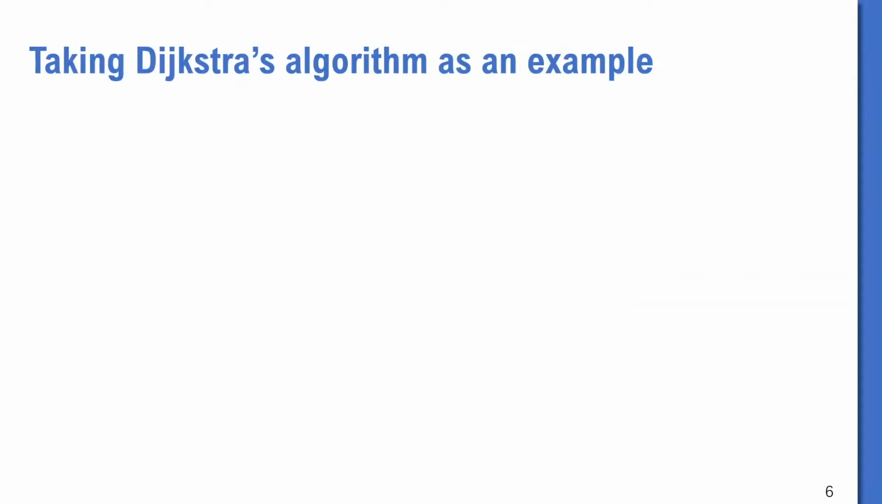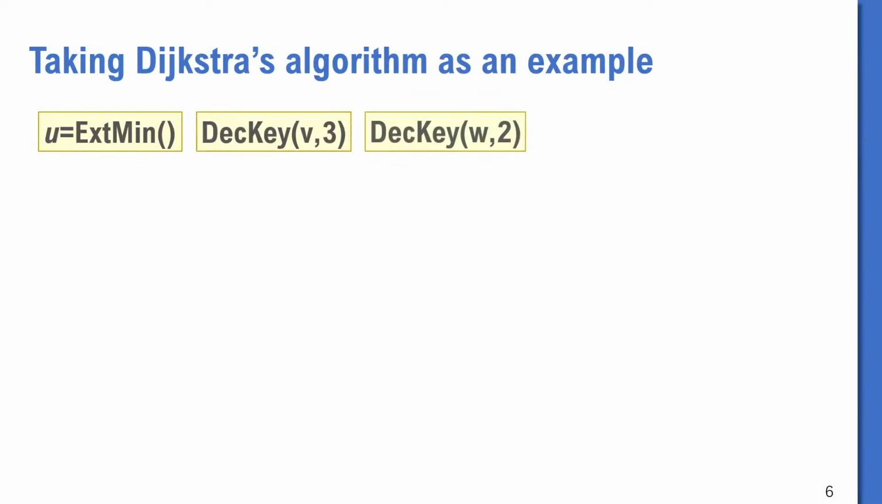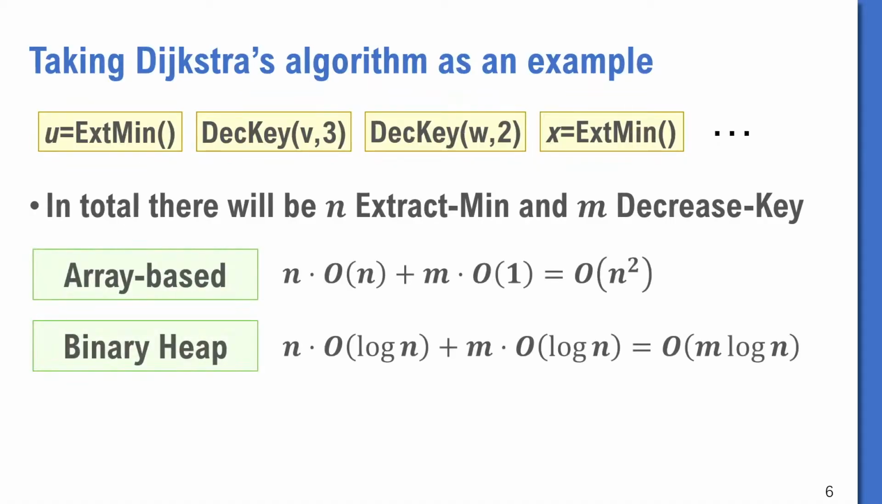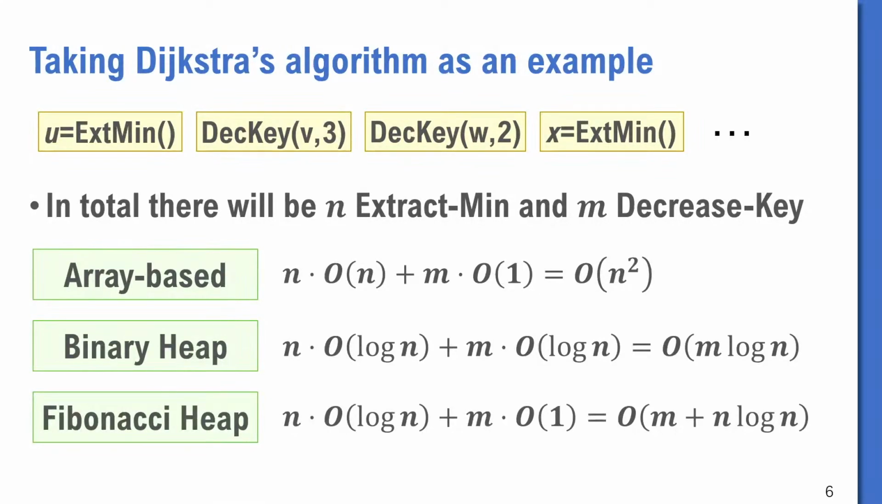Take one simple example, Dijkstra's algorithm on a graph to compute single source shortest path. You're going to have extract min, decrease key, and so on. You can show there will be n extract min and m decrease key operations, so there are different ways you can implement it, and that gives you different time complexity. And if you use Bob's Fibonacci heap, it can give you even better bounds.